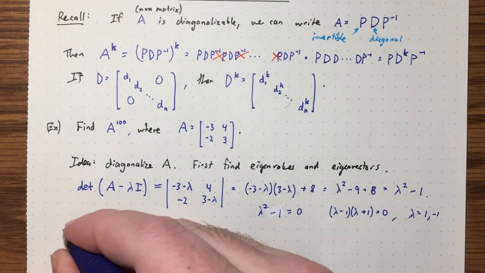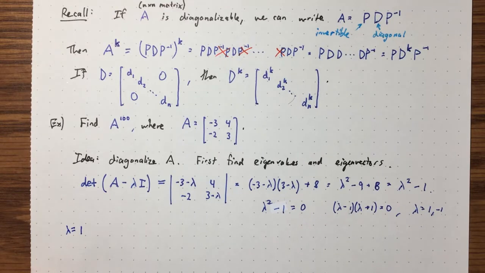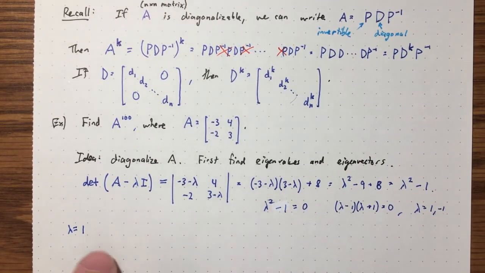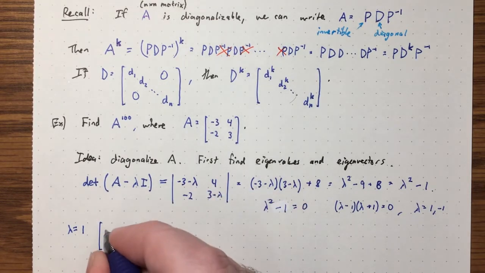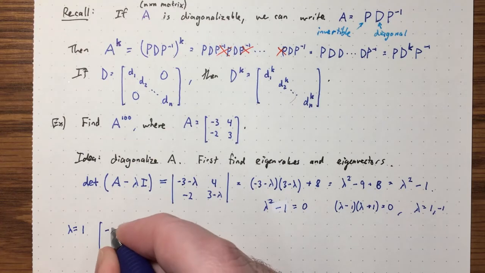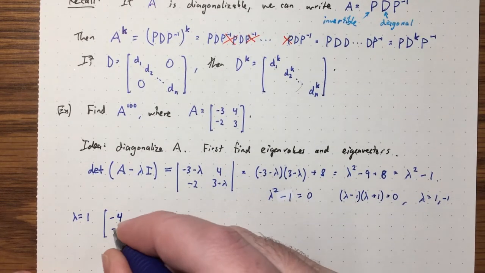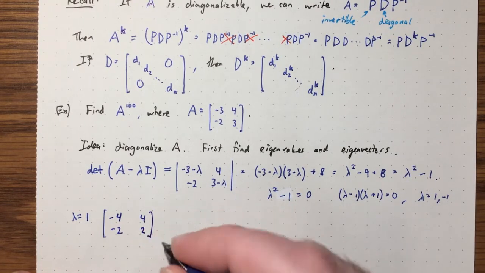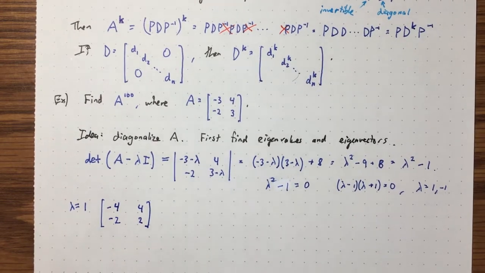So we want to find the eigenvectors associated with lambda equals 1. In fact, it will only be one of them. How do we do that? Well, we just plug in lambda equals 1. So we have minus 3 minus lambda, or minus 1, is minus 4. So we have minus 4, minus 2, 4, and then 3 minus 1, which is 2. This is exactly what we were expecting. We're expecting to get a matrix like this where the columns are dependent.